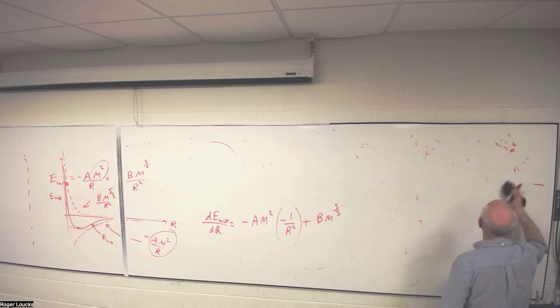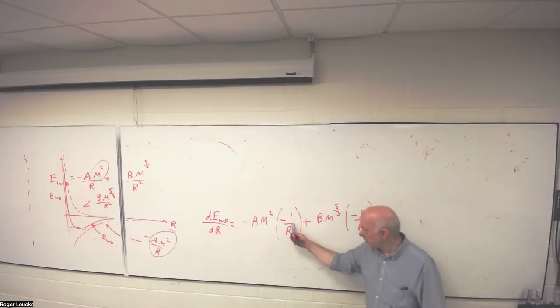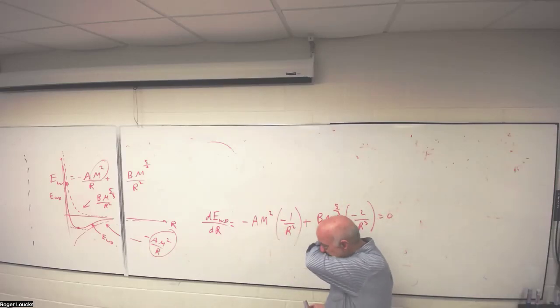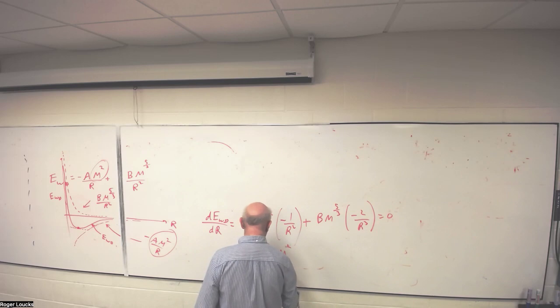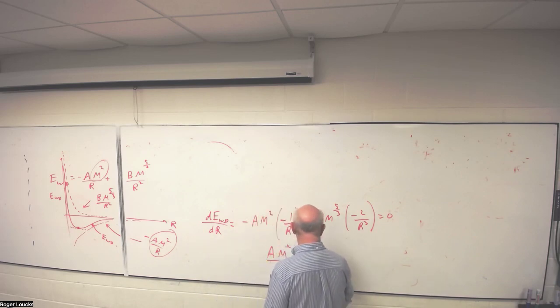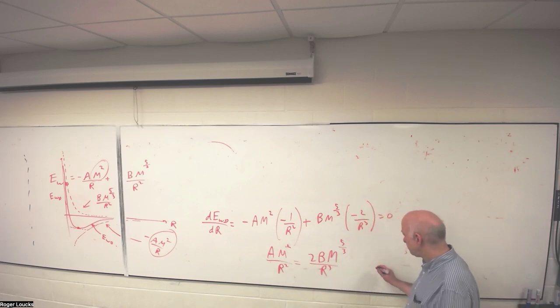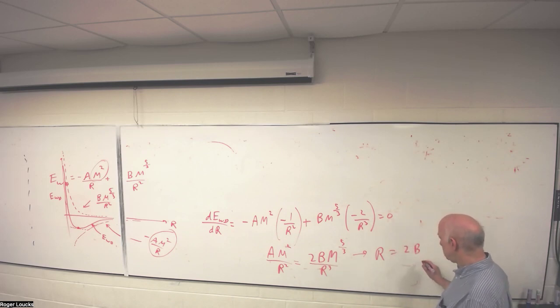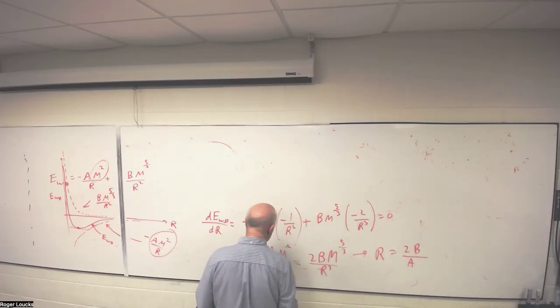Negative 2 over R squared. That will be minus 2 over R cubed. And then we set this to 0. So the minus and the plus here, I take this from over here and make it positive. So this is A m squared over R squared equals 2 B m to the 5/3 over R cubed. And take the R over here, the A over m over here. This will give me R equals 2B over A. And you tell me what power we're getting for R to m.